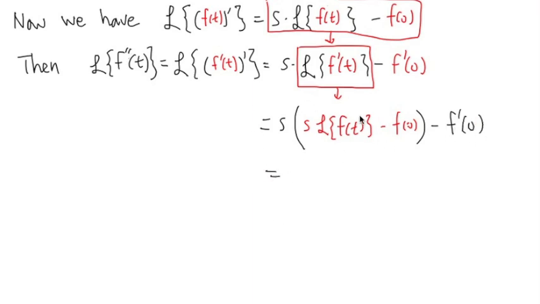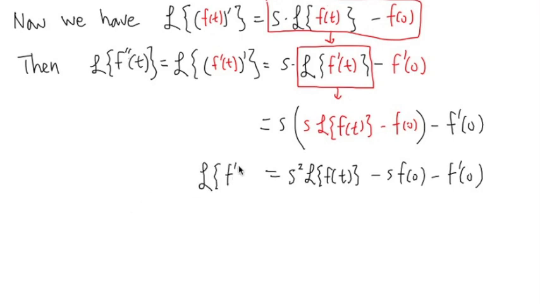Okay, so this is how we can reduce the Laplace transform of the second derivative into the Laplace of the original. And of course, we have a parenthesis and an s on the outside. We can distribute, and we can get this as s squared times the Laplace transform of the original function, minus s times f of 0, and then minus f prime of 0. So that's it. This will be the formula that we're going to use very often to solve differential equations.